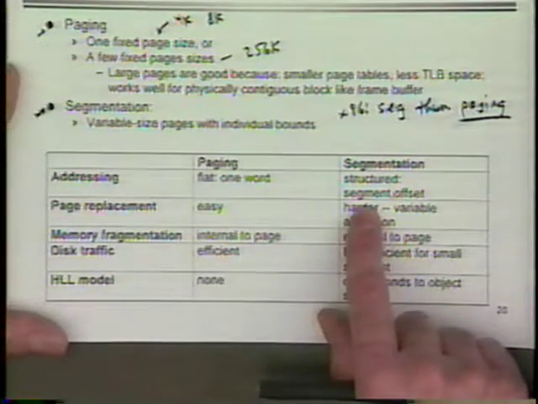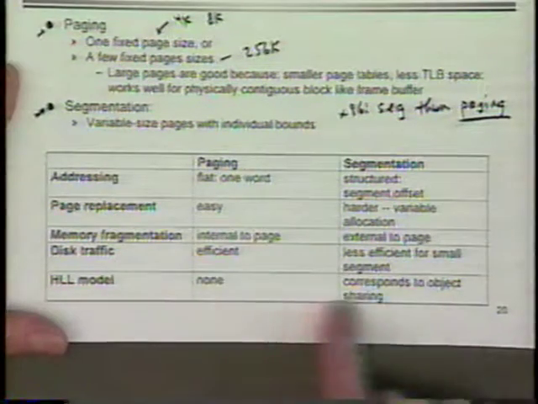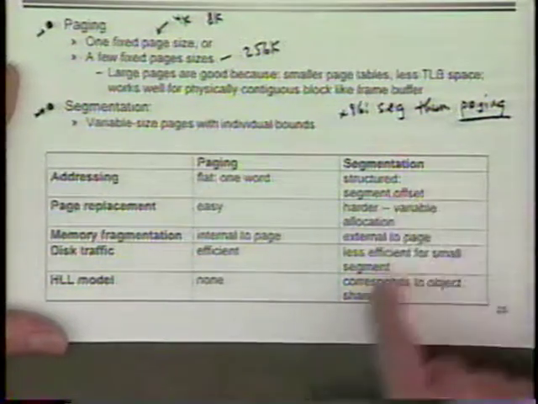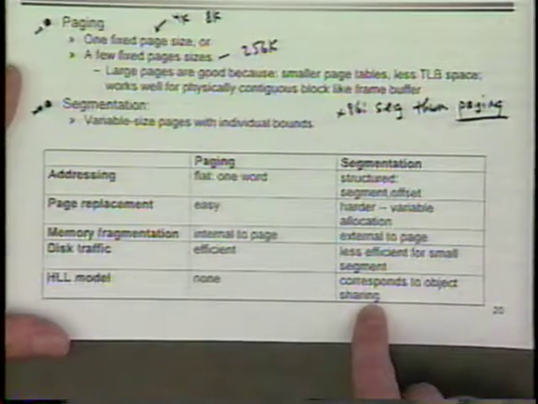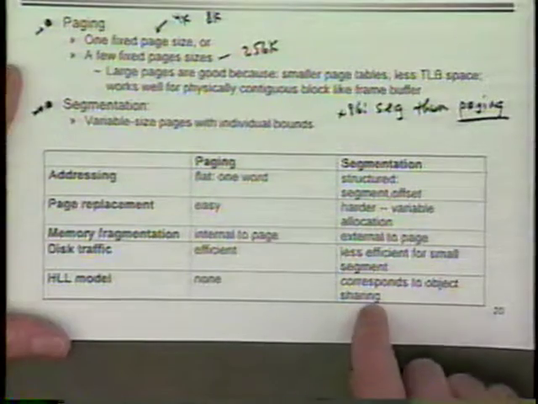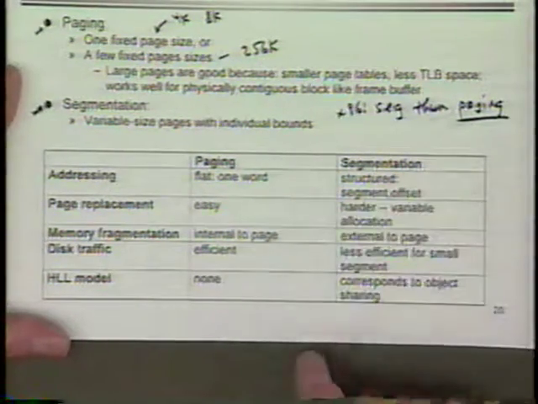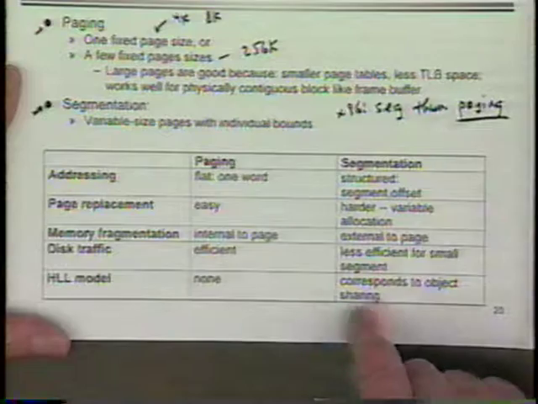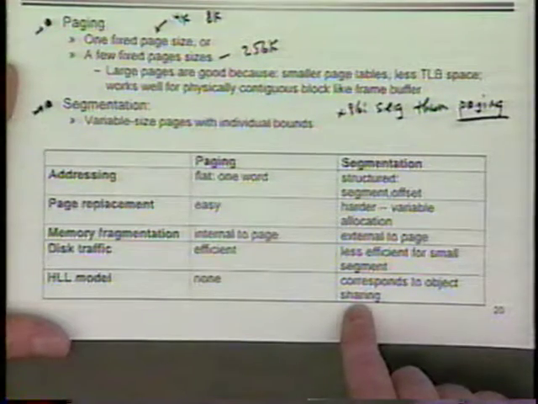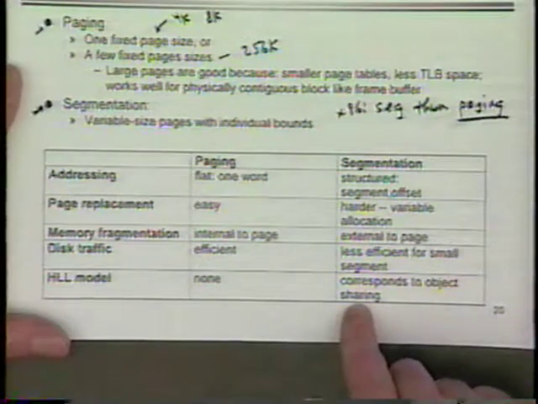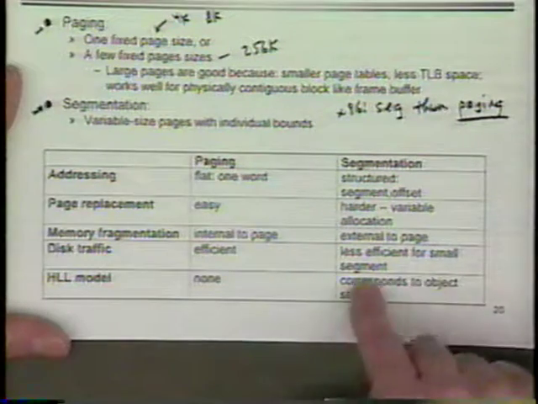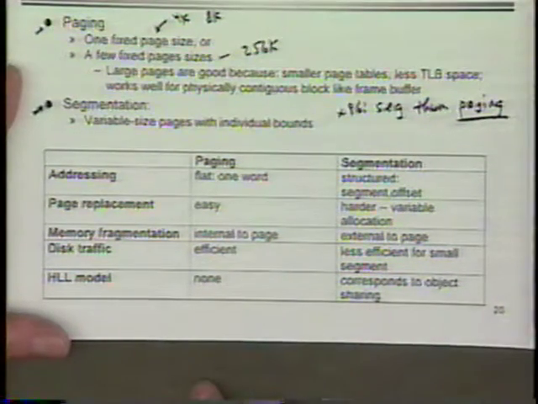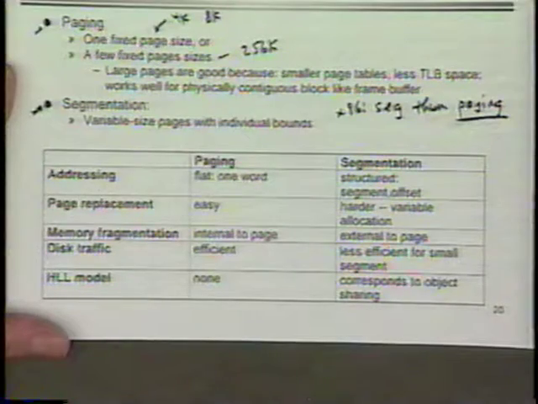Now this may be a good thing. For example, this may map a model that you have in the high-level language for how objects are to be allocated and shared. And if you allocate or assign an individual segment to each object, and you're free to define what an object is, then in terms of protection and in terms of memory allocation, the addressing scheme in the hardware may map better to the software's model of what's going on.